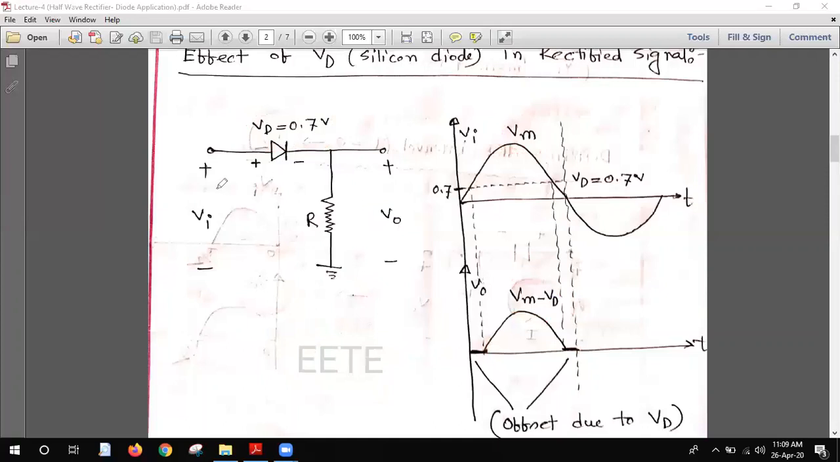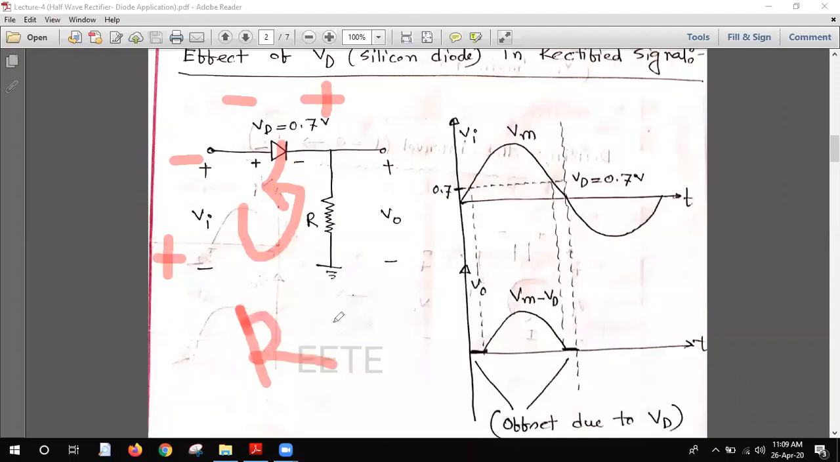In the negative cycle, this sign will be reversed. I haven't drawn the circuit twice, but the circuit sign will be reversed, and now the current will be in this direction. Right now this will be positive and this will be negative, so the diode becomes reverse biased.